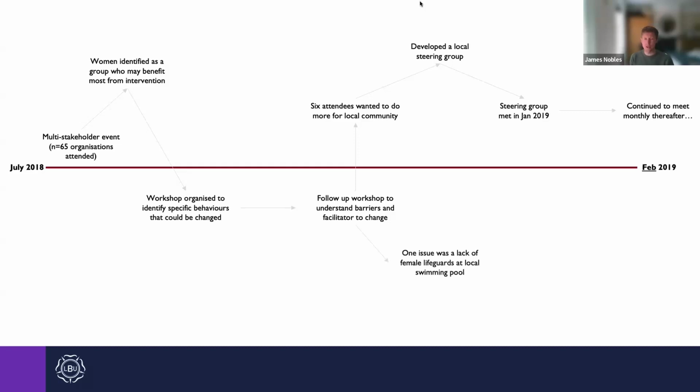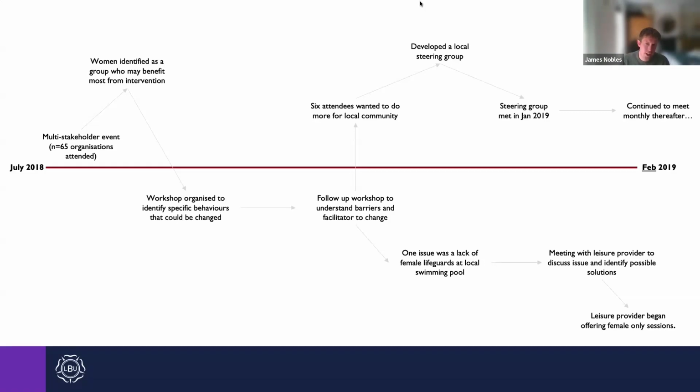Another issue identified within one of those barriers and facilitators workshops was that in the local leisure facilities, there weren't any female lifeguards present. This was a real barrier for Muslim women in particular using those leisure services. So members of that steering group met with that leisure provider to discuss and identify possible solutions. The leisure provider then began offering female-only sessions with a female lifeguard to increase the accessibility of the services to a wider audience.